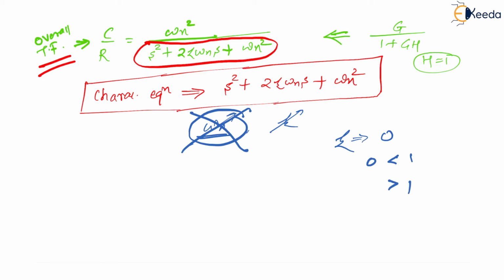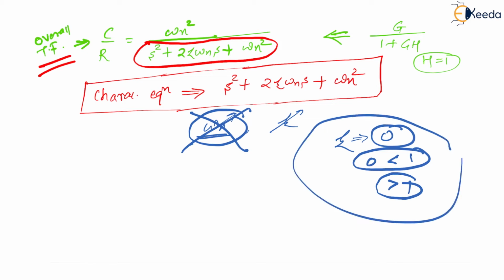So now we will have three different cases of zeta: zeta equal to 0, zeta between 0 and 1, and zeta greater than 1. Those are some of the cases. We will try to see them, and for those cases we will try to find what is called the unit impulse response, UIR, and the unit step response, USR. We will try to find them, correct?